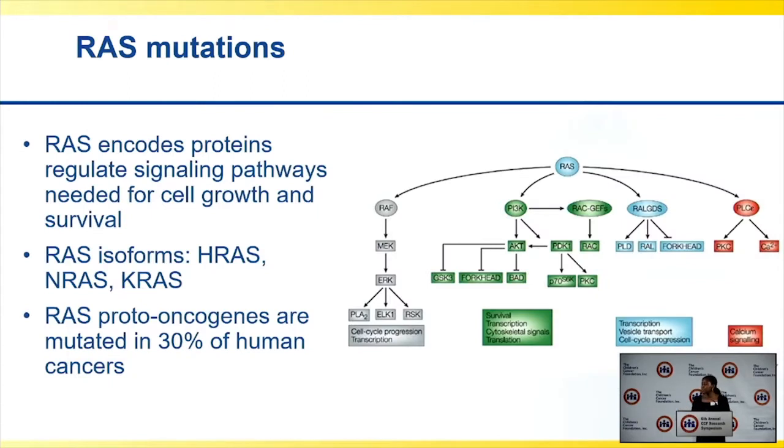Briefly on RAS mutations, the RAS gene encodes proteins that regulate signaling pathways in the cell that are needed for growth and survival. When RAS is mutated, the cells grow and divide uncontrollably, which ultimately leads to tumors. There are 3 isoforms of RAS: HRAS, NRAS, and KRAS, and we see mutations in these isoforms in about 1/3 of all cancers.